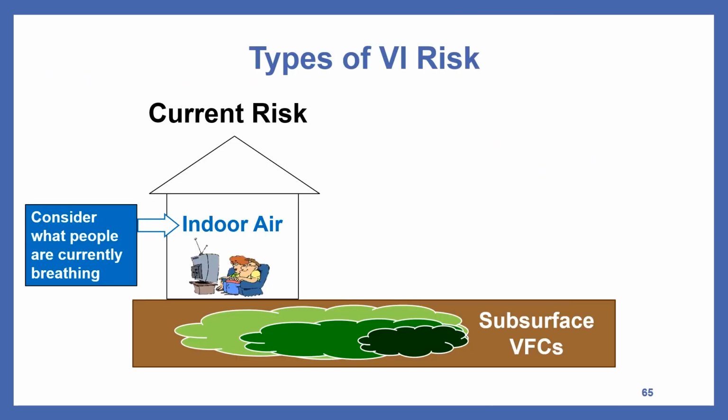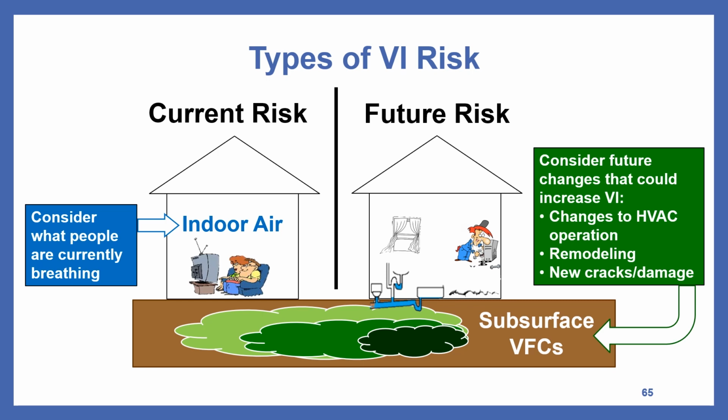There are 2 types of VI risk that we need to assess. First, there's current risk, which considers what people are currently breathing, and current risk is calculated primarily using indoor air data. We also have to assess future VI risk, which considers future changes that could increase vapor intrusion, like changes to the heating, ventilation, and air conditioning operation of a building, remodeling, or potentially new cracks and damage to the building over time. Primarily, future risk is calculated using subsurface VFC concentrations in soil gas or subslab data.